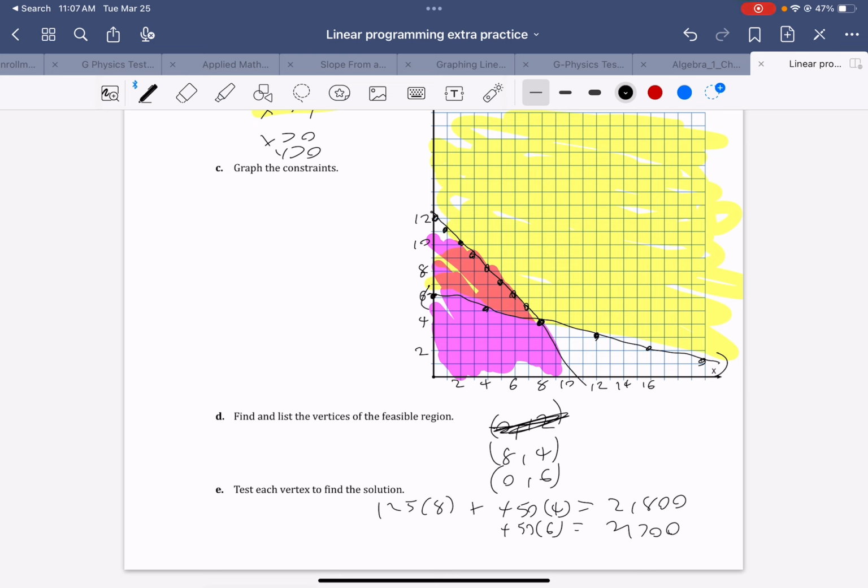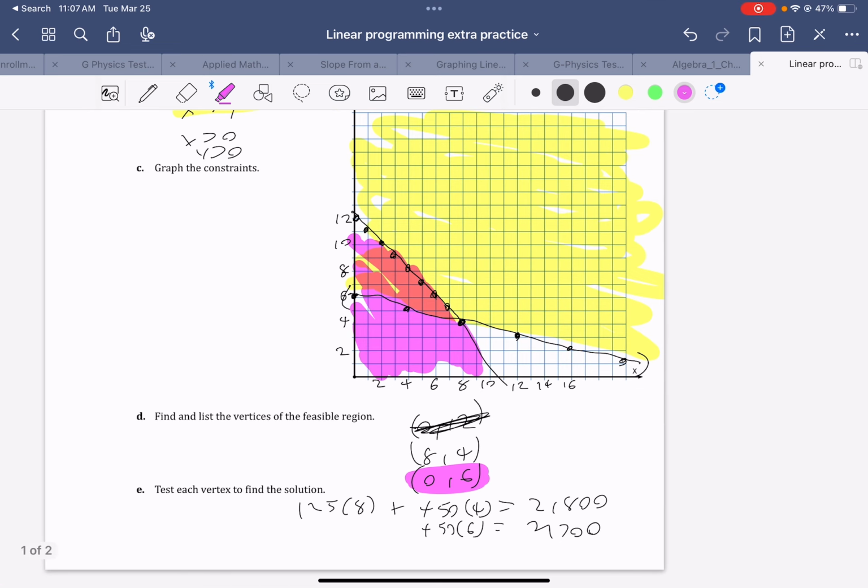So that means that this is the cheaper option, and that is our answer. It's 6 buses, 0 vans, and we get $2,700 as our minimum cost. And that is our answer.